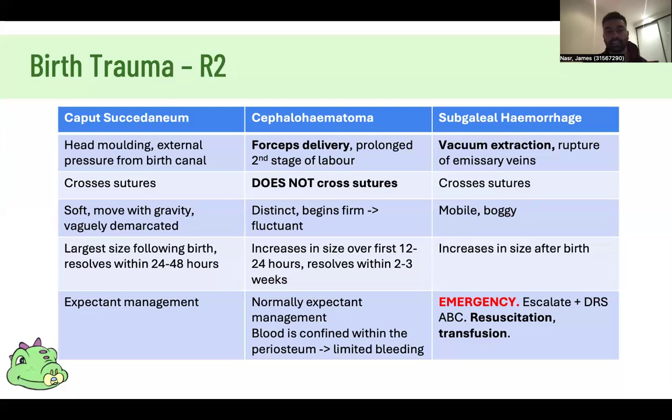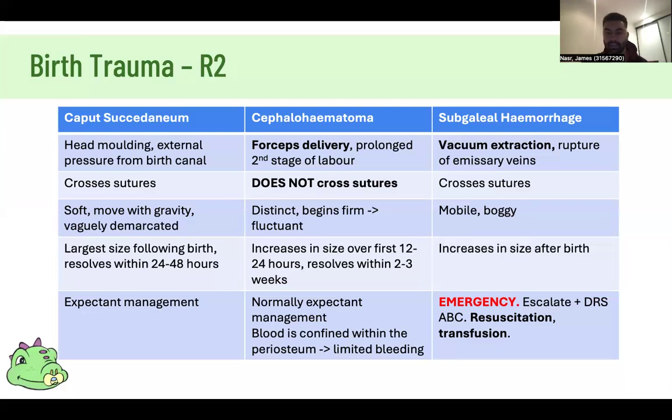In terms of the management, caput is essentially just always expectant management. It's not going to cause anything serious. Cephalohematoma is normally expectant management, so most cases will be expectant, and that's because the blood is confined within the periosteum, so you get limited bleeding. Whereas in subgaleal, there's no limit. There's unlimited potential for bleeding, essentially.